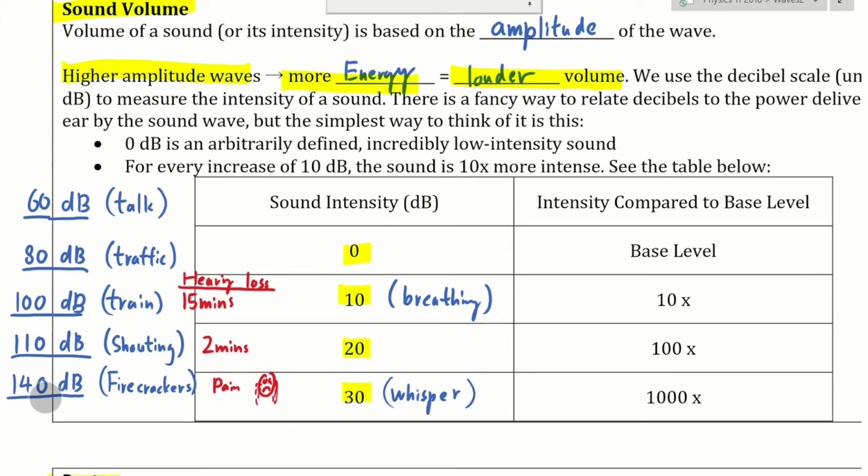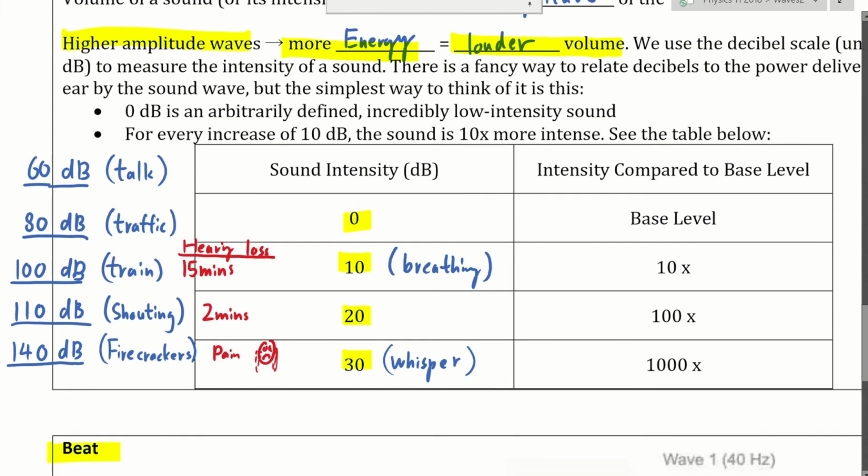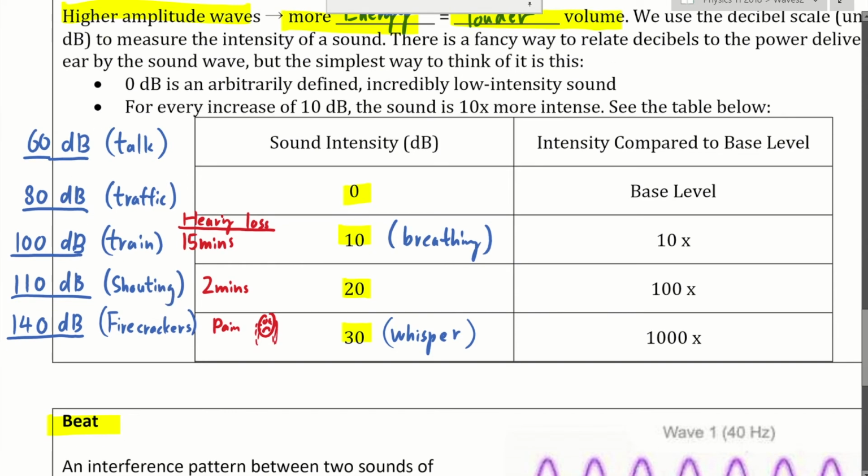And then for every increase of 10 decibels, the sound is actually 10 times more intense. That means 10 times more energy. Not one, not... So for example, from 0 decibel to 10 decibel. Now, what does 10 decibel sound like? Breathing. Just you regularly breathing. Okay, that's 10 decibel. And what about 20 decibel?